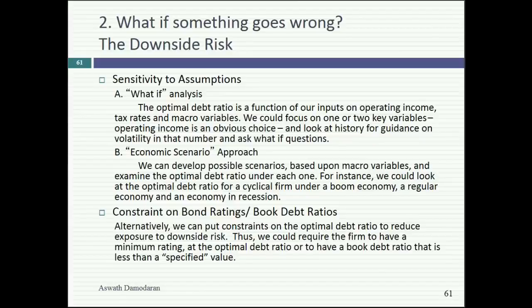Now let's talk about what if something goes wrong. If you ever have a client for whom you do an optimal debt ratio, and they ask, what if something goes wrong? The one answer you should never give is, nothing will go wrong. It's almost like the gods are waiting for you to say that, and the whole thing lands on your head. So whenever I'm asked, what if something goes wrong, I always turn the question back on the person asking the question. I say, what do you think? What are you worried about that might go wrong? And the answers you get will vary depending on the company.